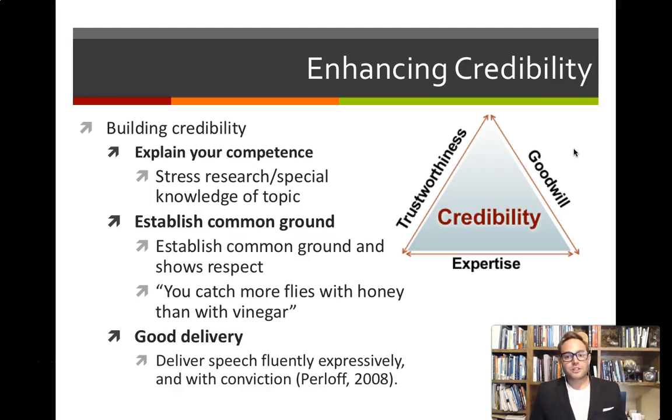And then also good delivery. So I mentioned previously in the previous slide, that delivery, everything that you do or say has an impact on your credibility. So you want to make sure that you practice your delivery. You want to deliver that speech fluently, expressively, and with conviction.